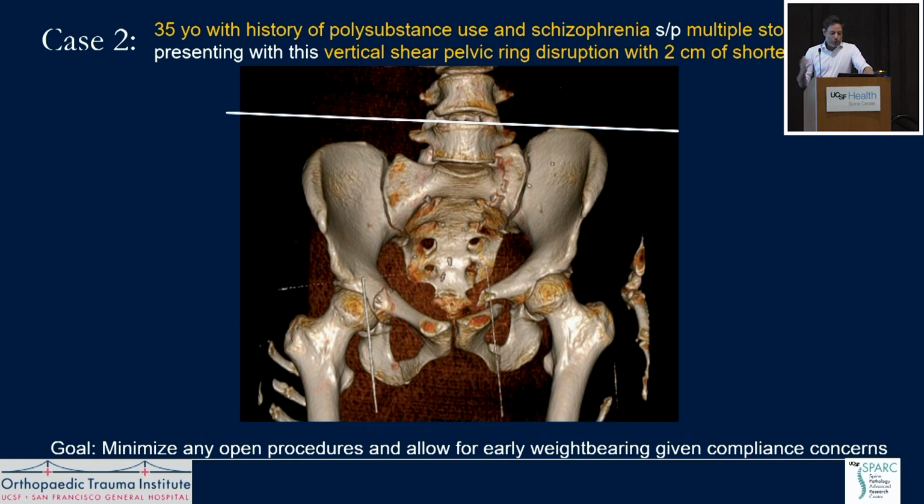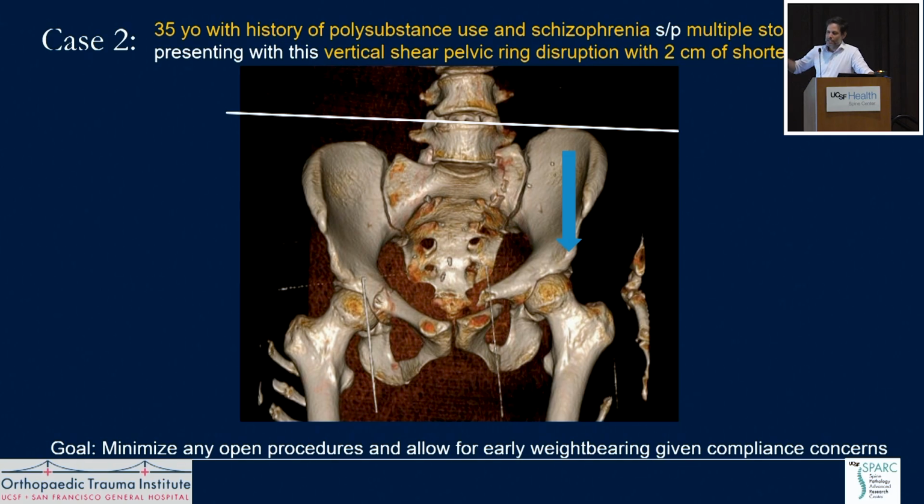And because of her social history and her compliance concerns, traditionally we would fix this with transiliac transsacral screws and tell someone to not be weight bearing. But given her compliance concerns and her comorbid conditions, we really wanted to load her up and see if we can give her a construct that she can weight bear on immediately. And so what we need to do for this one, it's pretty straightforward.